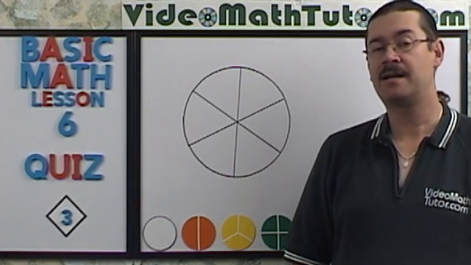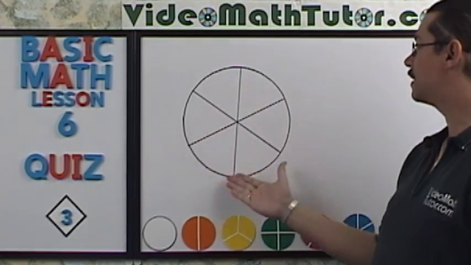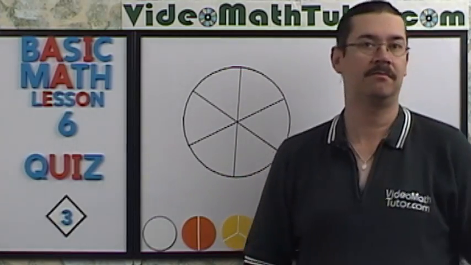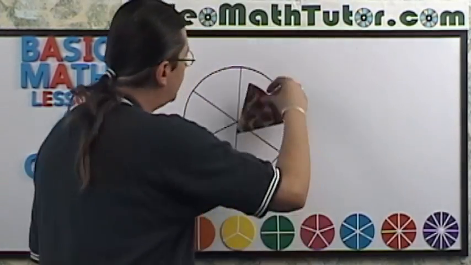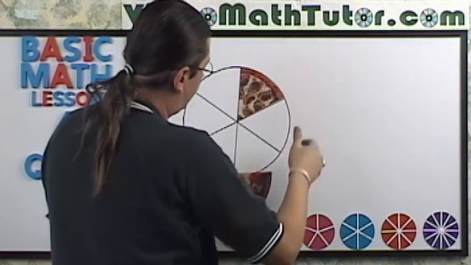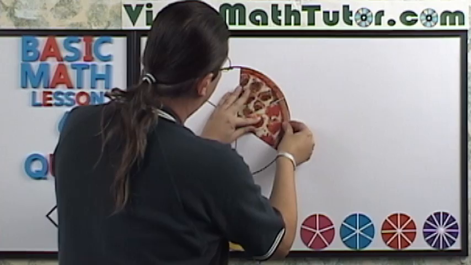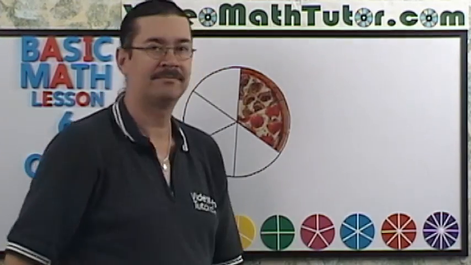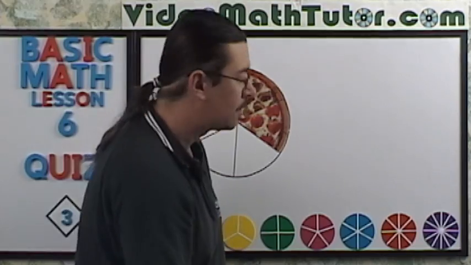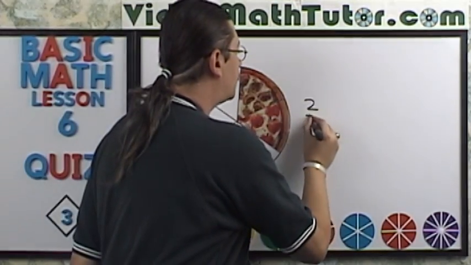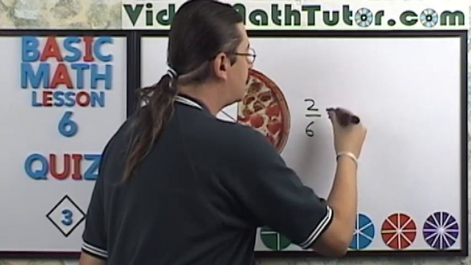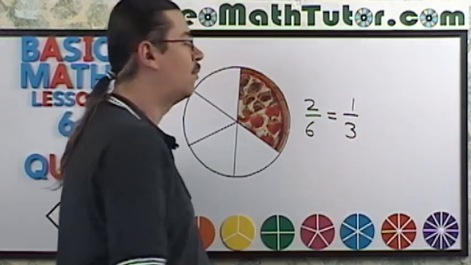For question number 3, I want to shade 2/6 in here. Well, very easy. Here's the first 6, and can't go wrong with pepperoni, so there's the other one. Now, there's a follow-up question. What is the reduced form of 2/6? Well, again, just divide everything in half, and you get 1/3.